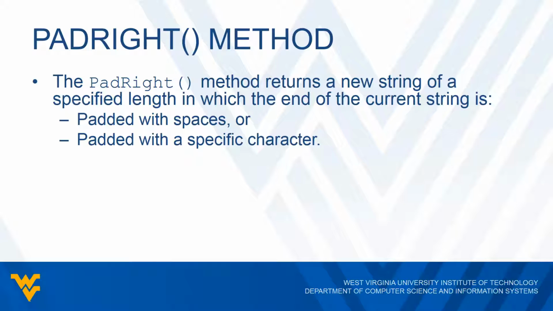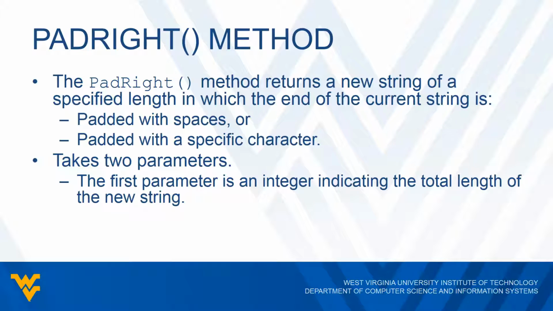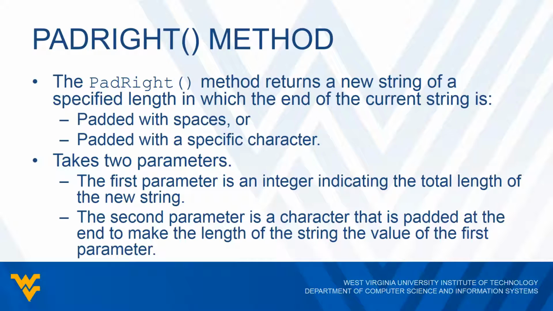The only difference is instead of padding characters at the beginning of the string, we're going to pad characters at the end of the string. This method is going to take 2 parameters, the same types of parameters that we did for the padLeft method. The first parameter will be the integer that gives us the desired length of the new string, so we're going to have to add some characters to the end. And the second parameter is the character that we actually pad at the end in order to get the desired length of the new string.